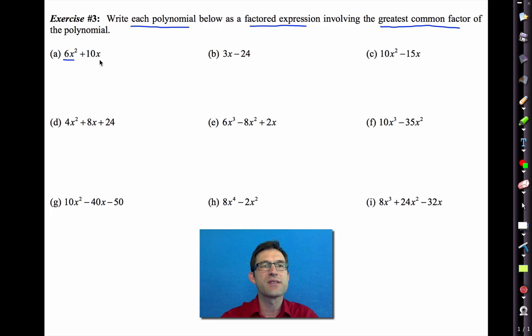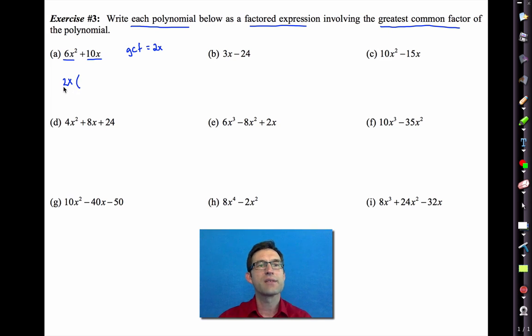Let's take a look at 6x squared plus 10x and identify its GCF. I look at 6 and 10. The largest number that divides into both of them is 2. Then I look at x squared and x to the first, and the largest thing they have in common is x to the first. So I write that down. That's their GCF. The GCF is 2x. And I throw down a little parentheses.